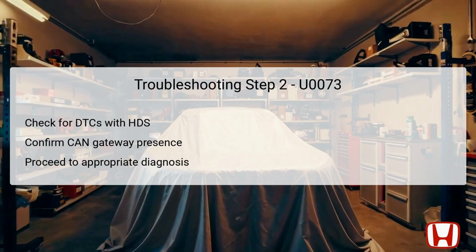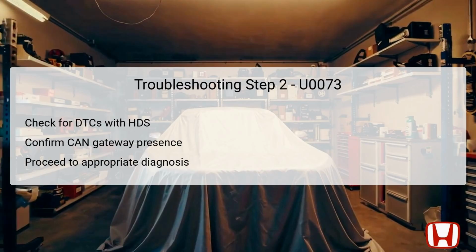Once you have cleared the DTCs and restarted the vehicle, the next step is to check for DTCs once again using the Honda Diagnostic System HDS. If DTC U0073 appears, you need to confirm whether or not a CAN, Controller Area Network Gateway, is present in the system. If the vehicle is equipped with a CAN gateway and the DTC is confirmed, proceed to the troubleshooting protocols specific to the CAN gateway system DTCs.